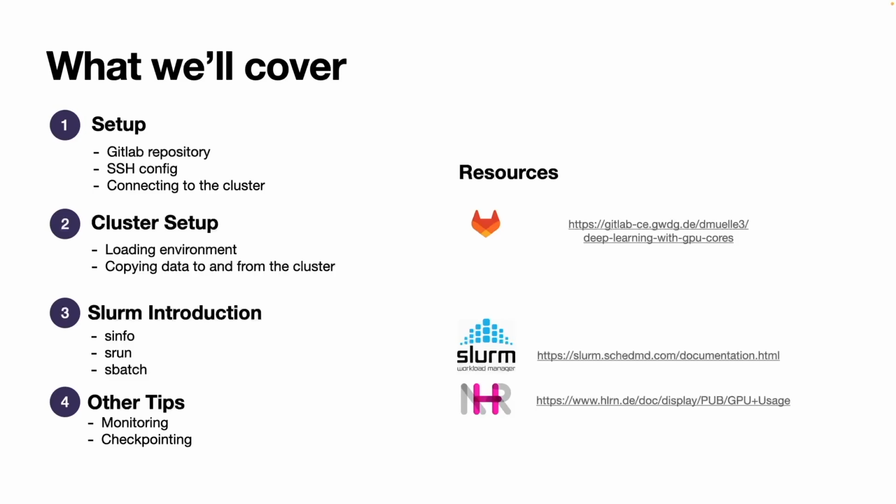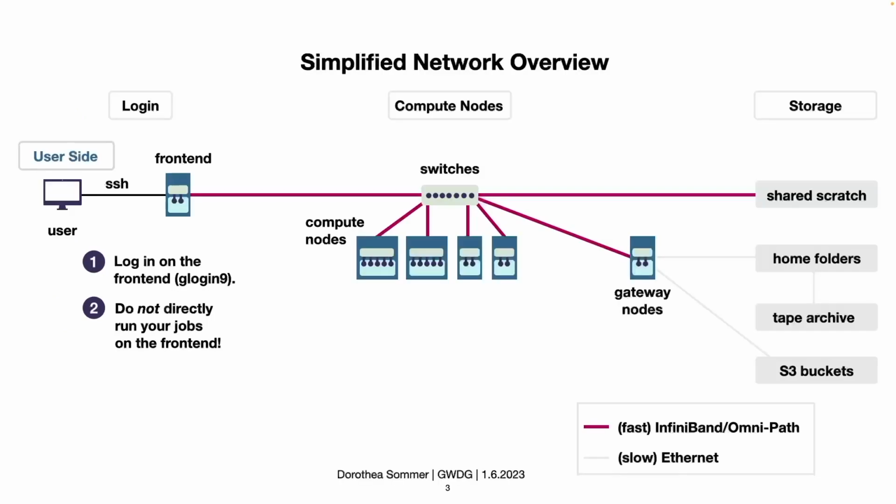As an overview, let's remember where we are. Taking the simplified network overview from the theoretical part, we are now on the front end. We can use the front end to prepare our computations. These could involve downloading software or creating any environments that we need for our code. Note that while you do have internet on the front end, you usually won't have internet on the compute nodes.